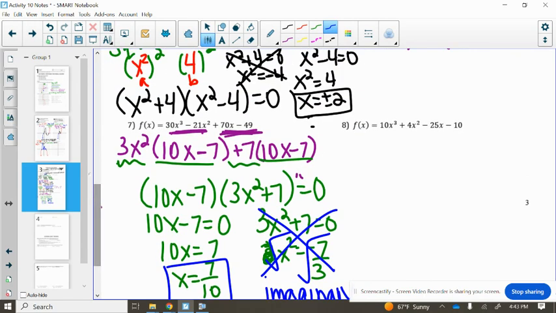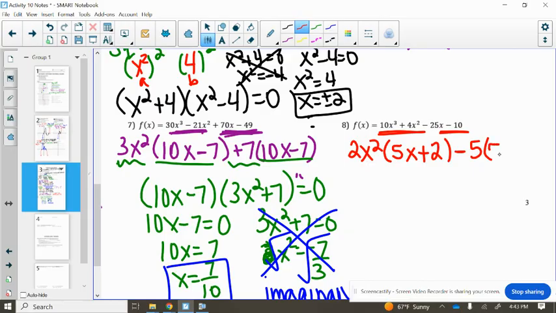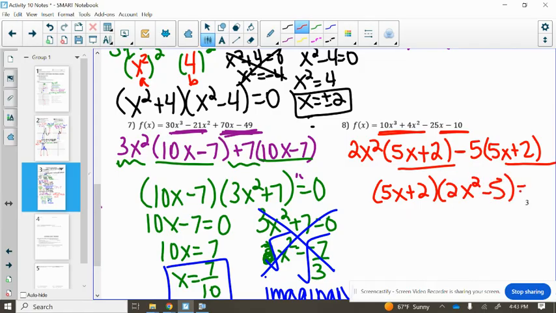All right, in our second example, again, as we look at the grouping, this time we are able to take out a 2x squared. We're left with 5x plus 2. Second one, we are able to take out a negative 5, and we're left with 5x plus 2. 5x plus 2 ends up being one of the factors, and then the second is the 2x squared minus 5. Now again, we don't want to just get in the habit of canceling out anything. We want to set each piece equal to 0 and see what we end up getting.